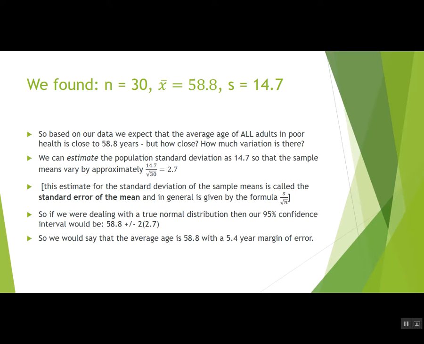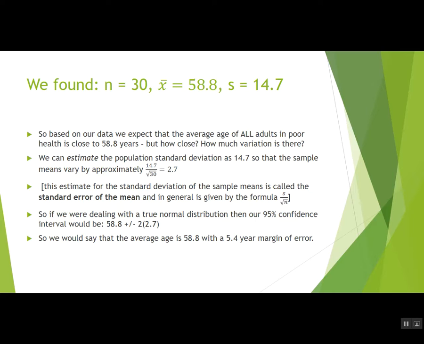Okay, so does that mean that the mean for all adults in poor health is 58.8? Well, no, that was just a sample of 30 of them. There's hundreds of thousands, millions who are in poor health. But it's going to be close to 58.8. How close? How much variation is there? Well, we can estimate the population standard deviation as 14.7.